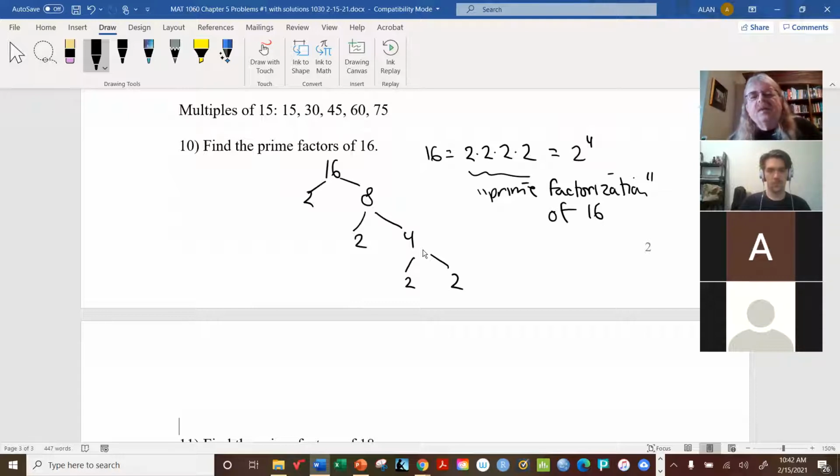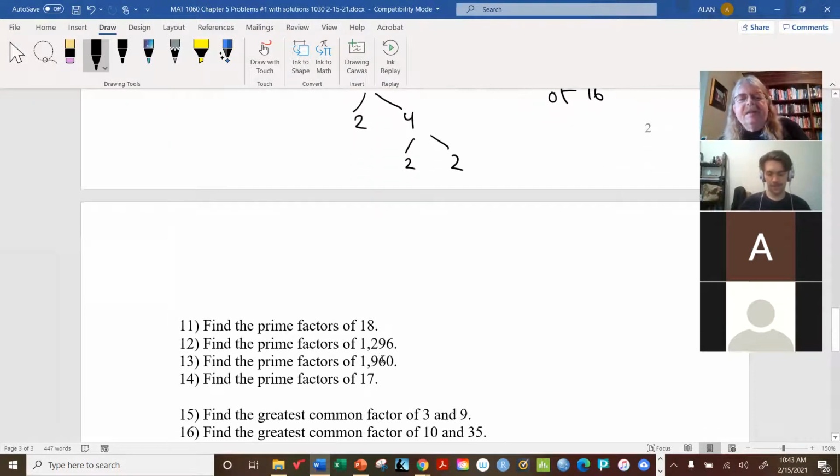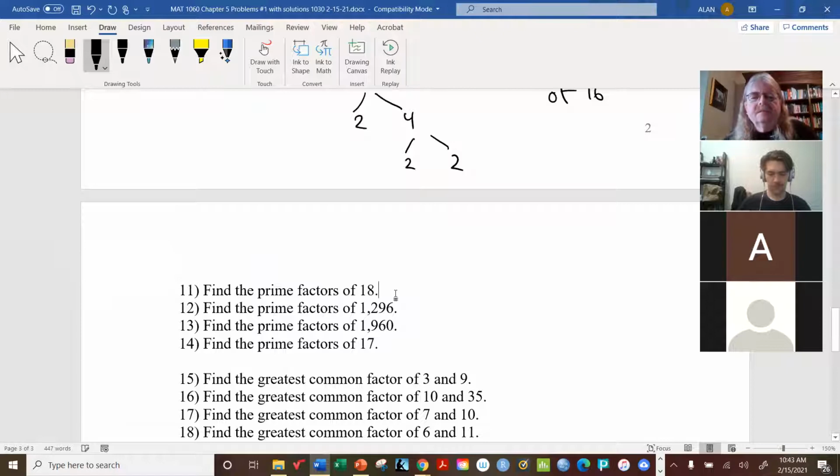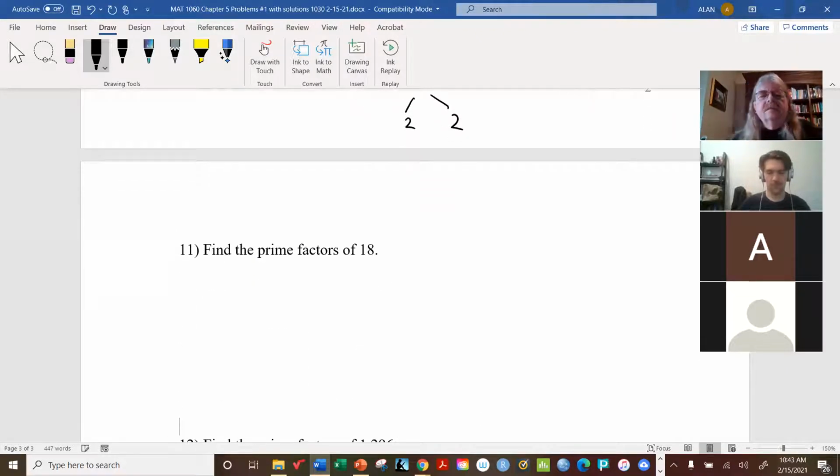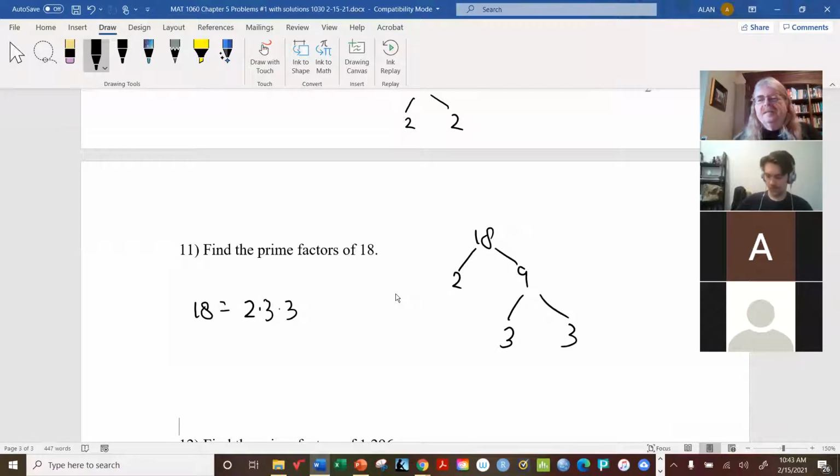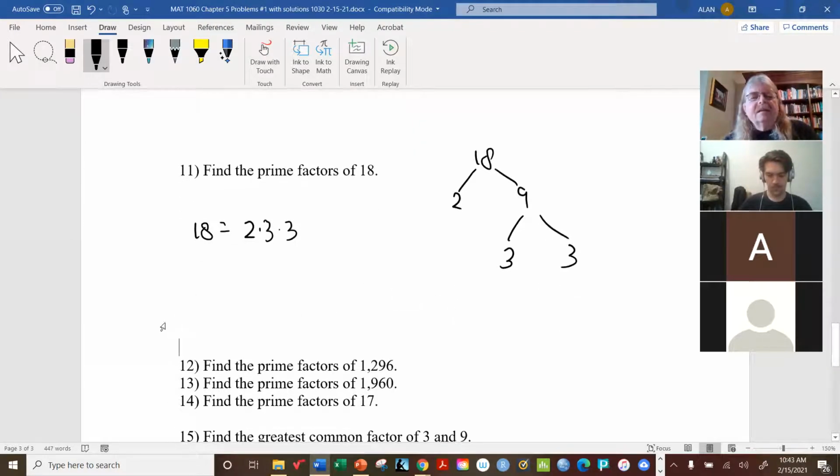Oh, but the question only asks for the prime factors. So all you need is the 2's. Just write them all out, or else write it like this. All right. Now, how about 18? So we'll have 2 times 9. And oh, that's it. We're done. So 18 equals 2 times 3 times 3. This is the prime factorization of 18: 2 times 3 times 3. Nice.